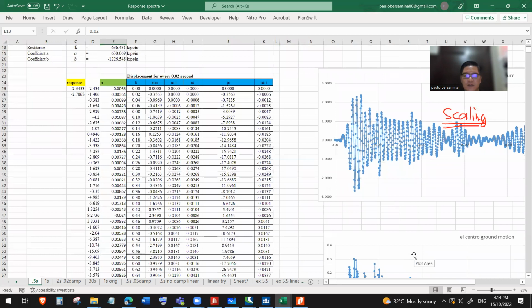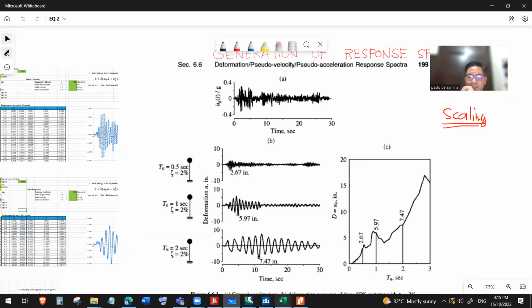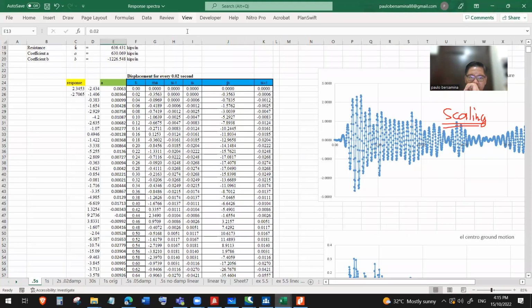And according kay Chopra, the 0.5 second structure will have a peak displacement of 2.67 inch. Yan. 2.67 is how about 3 inch is 75 mm, no? So roughly around that, no? 60 to 75, okay? 2.67 inch. Okay. So let's see using our spreadsheet.